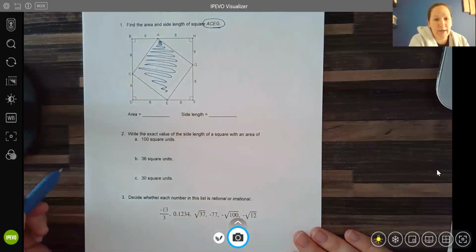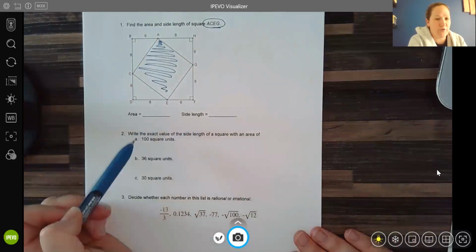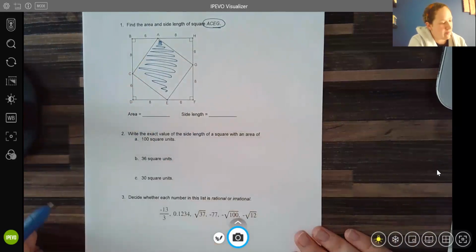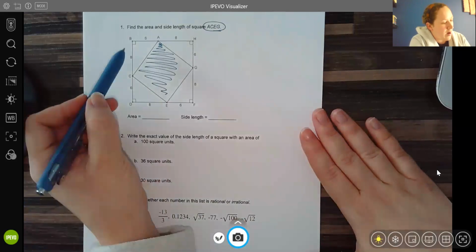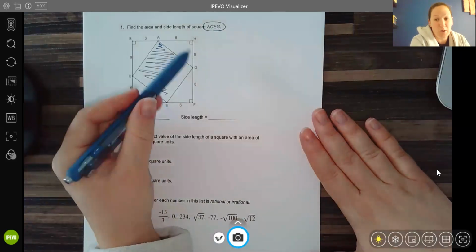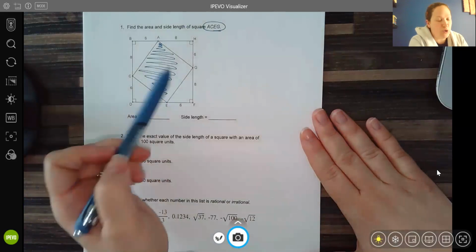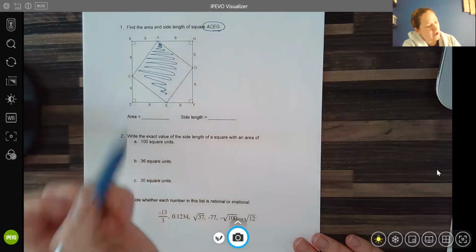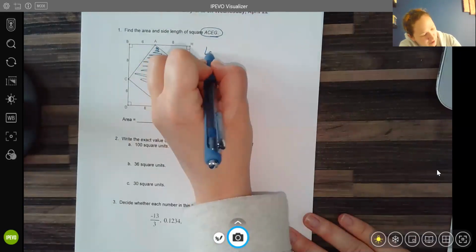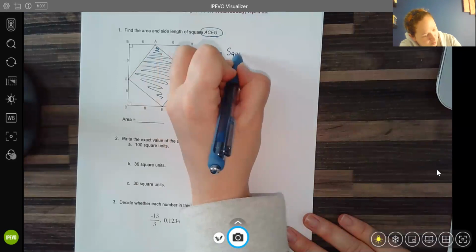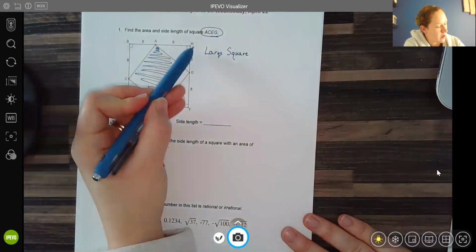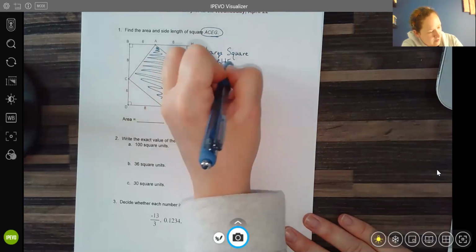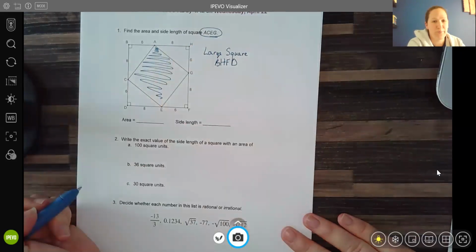On your exit ticket, it was broken into 2 questions. The first question asked you to find the area. The second question asked you to find the side length. So I'm going to use what I know about the larger square, and I'm going to subtract some information to find the smaller square. So for my large square, and when I say my large square, I'm talking about BHFD. So BHFD, that's that large square.